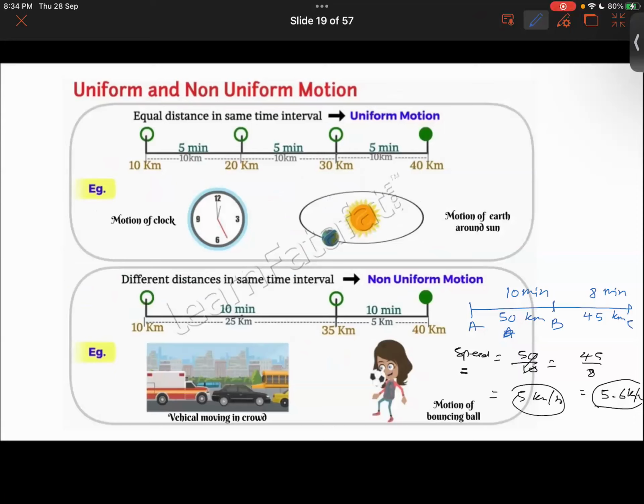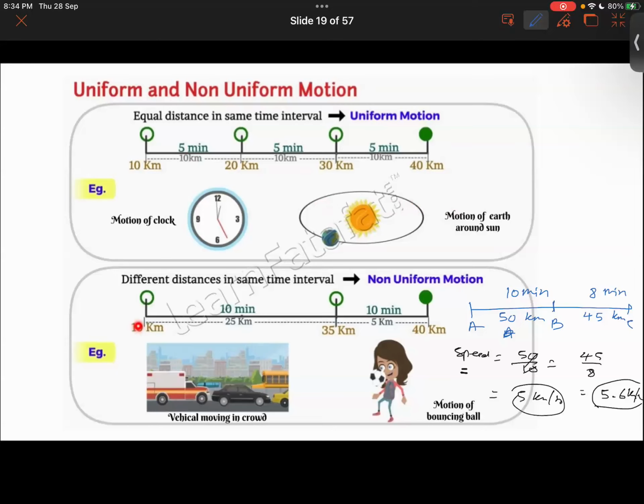So motion, the type of motion, there are two types of motion. One is the uniform motion and one is the non-uniform motion, right? In our everyday life, we seldom find objects moving with a constant speed over long distances, right? If the speed of an object moving along a straight line changes, its motion is said to be non-uniform motion.